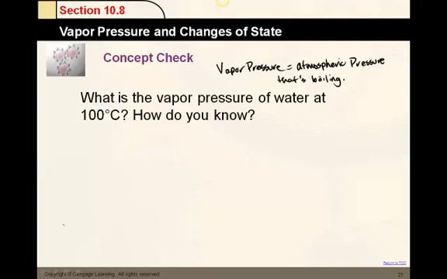So under normal conditions, water will boil at 100 degrees. So the vapor pressure there must be standard pressure, or 1 atmosphere, 760 millimeters of mercury, or 101.3 kilopascals. That's how we know. Let's see what they say. 1 atmosphere. We were right.